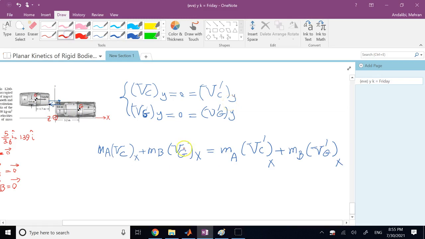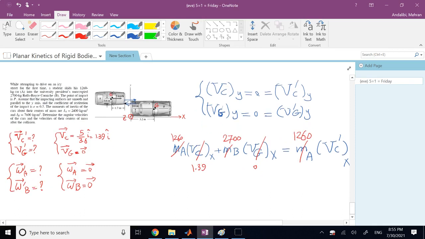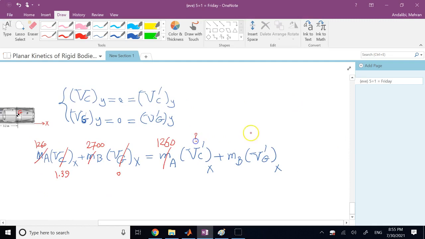Good. Now, what do I know about these numbers? So MA and MB are given 1260 and 2700. Okay. V of GX is 0. You can see that here. V of CX is 1.39. And the prime components are both unknown. Right, so you have one unknown here, one unknown there, and definitely with one equation that you have here, if you call it equation 1, you cannot solve for two unknowns, right? It's not going to happen.